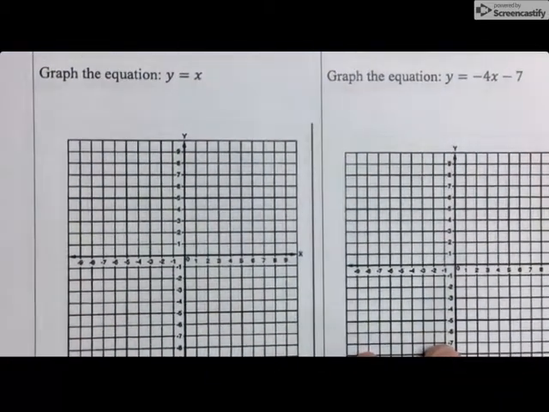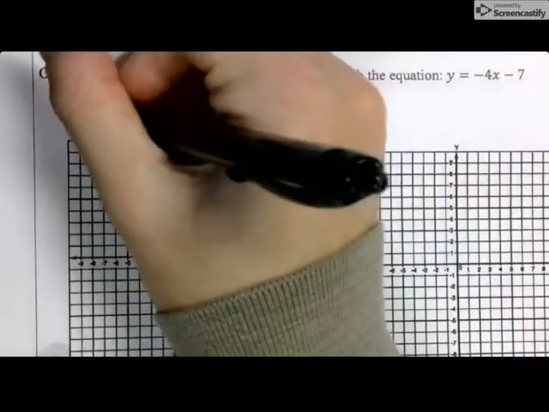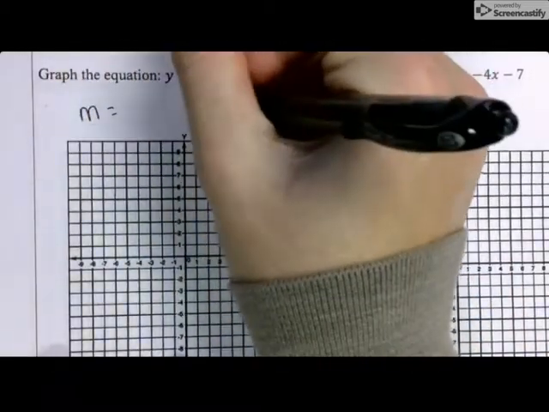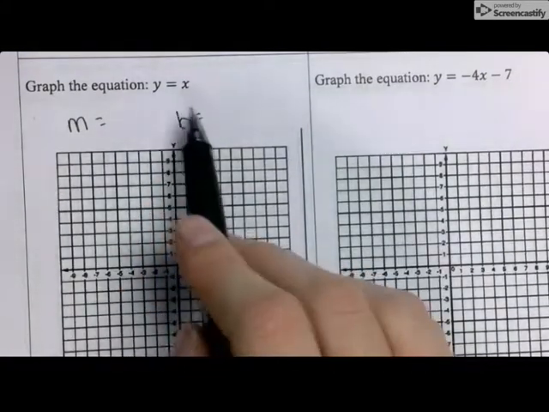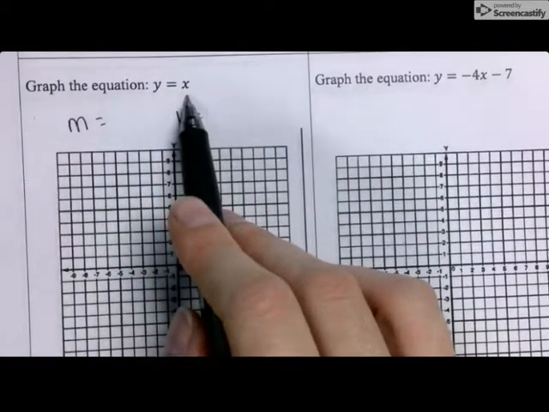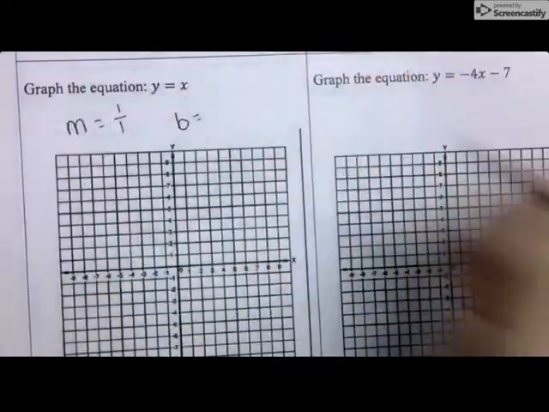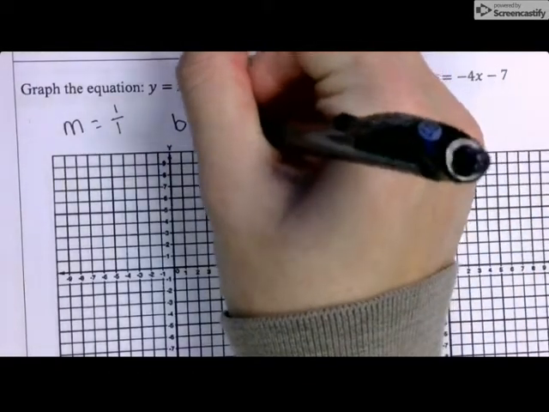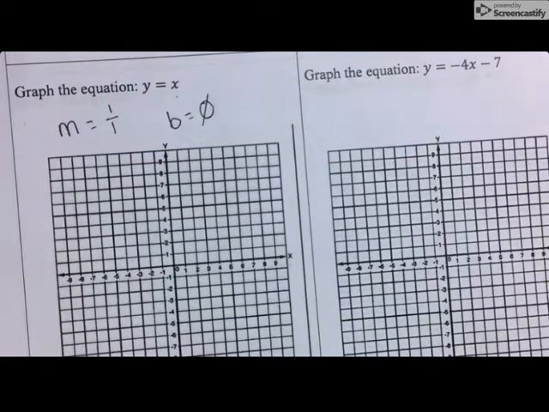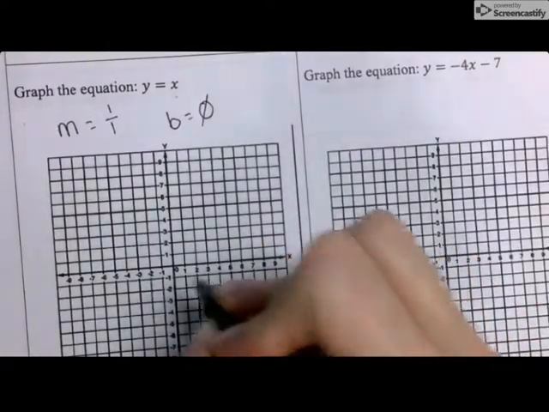Okay? So, let's look at this one. What is our M here and our B here? Well, we talked about this before. What is the number in front of the X? A 1. And we like slope to be in a fraction, so I'm going to put 1 over 1. What's our B? 0. Okay? The number next to X is always our M. The number that is by itself is always our B. So our B is 0.